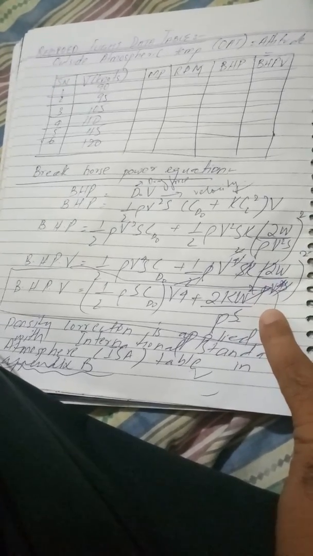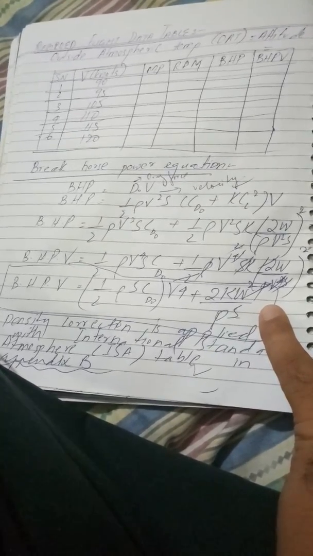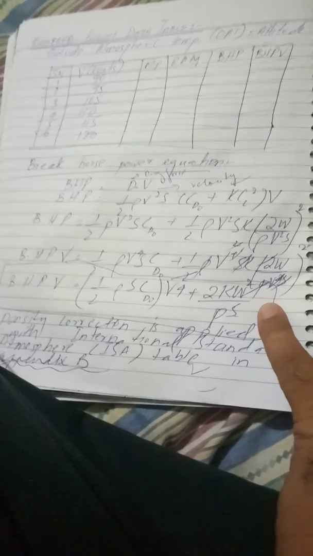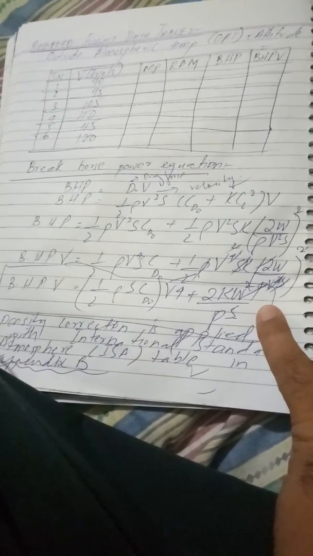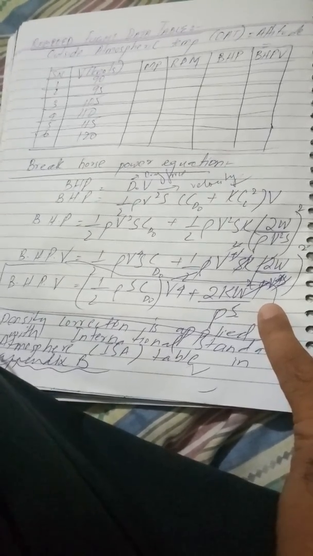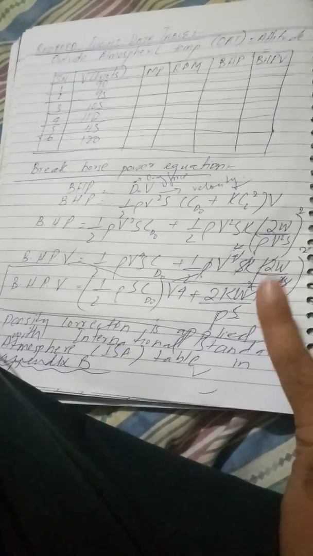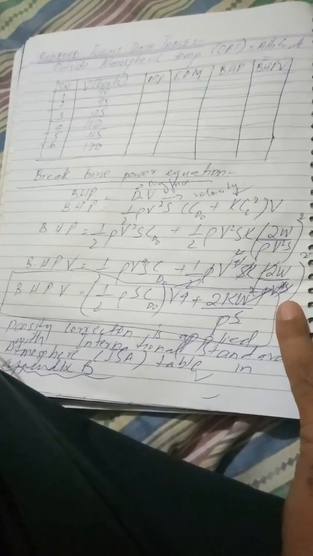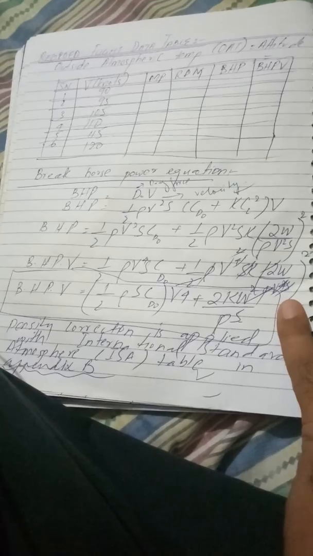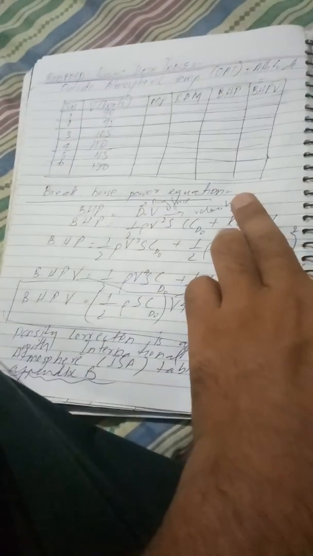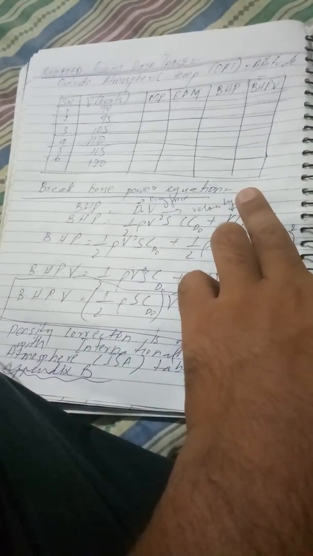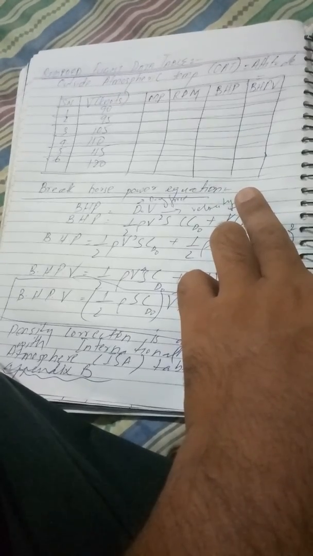That is the equation which we can use at international standard atmosphere. That is also the condition under which we can normally apply this equation and calculate the brake horsepower. Okay, and further tabulate it in this table, and we can calculate and further form a linear curve or linear graph.